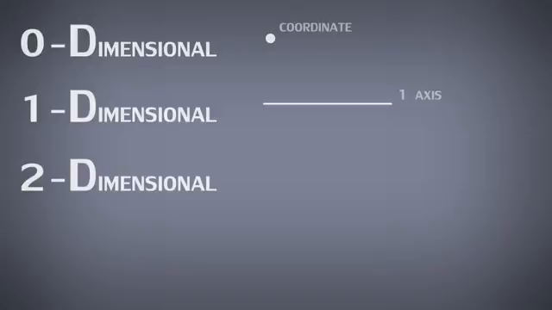2-dimensional objects are objects that are flat, like basic shapes for example. We now have up and down directions in addition to left and right directions. This means that minimally, we need only 2 axes to explain these 2-dimensional flat objects.